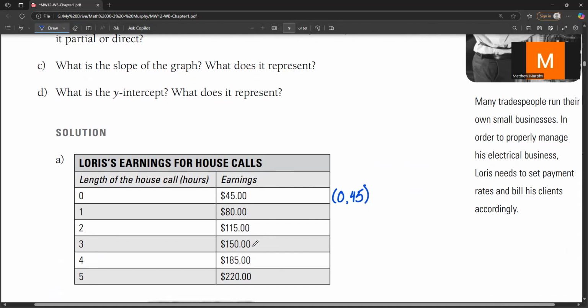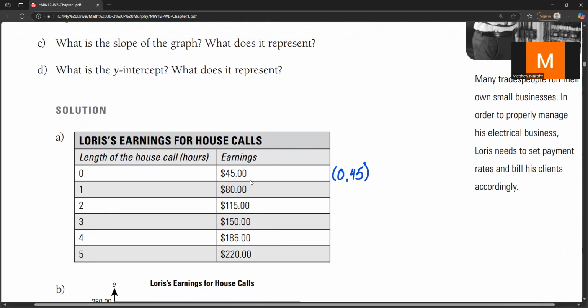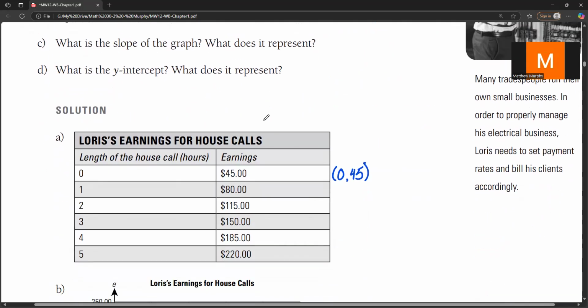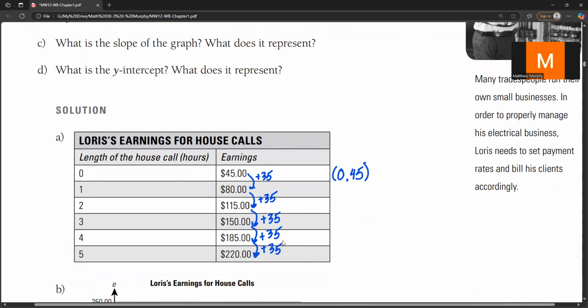And then after that, each hour of work, you're going to add on $35, plus 35, plus 35, and so on. And from lesson 1, you can already determine from this that the slope, which is the rate of change, is 35. We don't even have to do the calculation. You can just tell from the table.